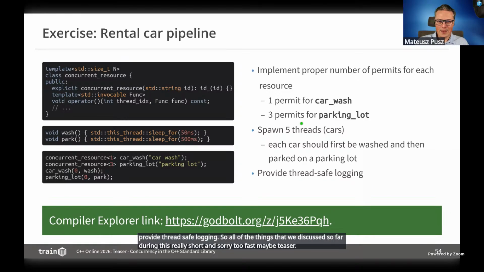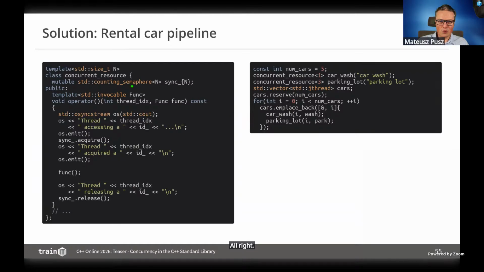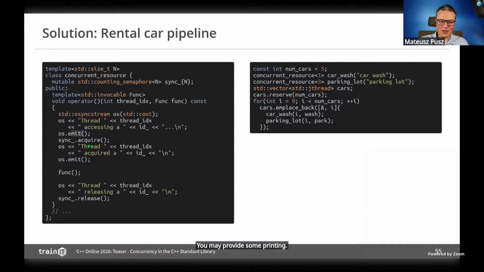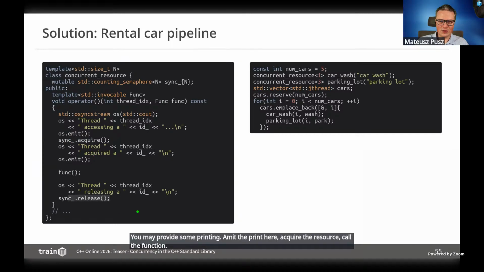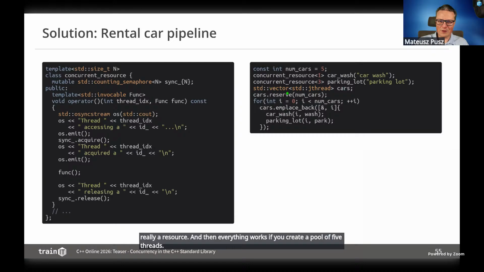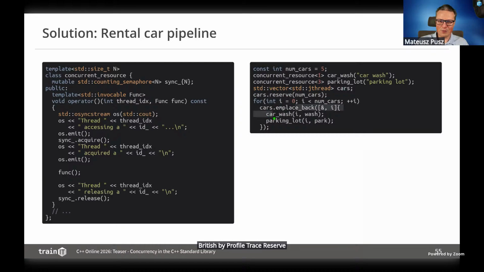All right? The solution will be to modify the concurrent resource to have async streams here. You may provide some printing, emit the print here, acquire the resource, call the function, release the resource, and then everything works if you create a pool of 5 threads. Create a pool of 5 threads, reserve and place back the car wash and parking lot, and this just works. You can try it out by yourself.